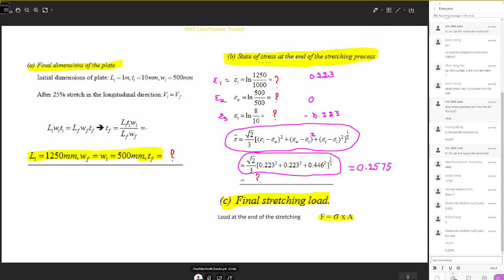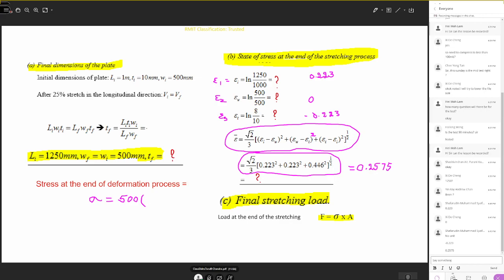Okay, and this is only the effective strain. So now you know the stress strain relationships, right? So you know the stress strain relationships. Now you can write the stress at the end of the deformation process. So you can write this as sigma is equal to 500, then effective strain to the power of 0.4.